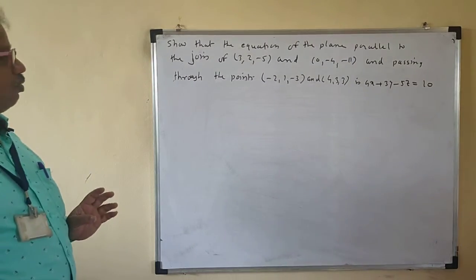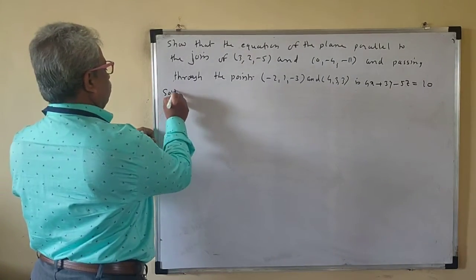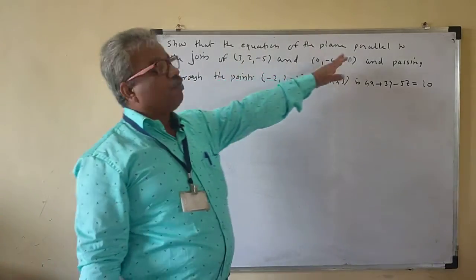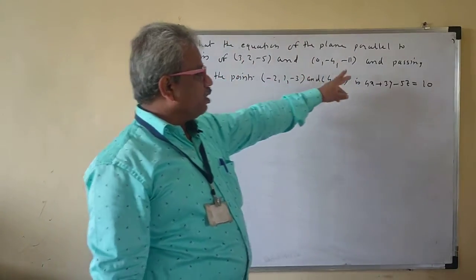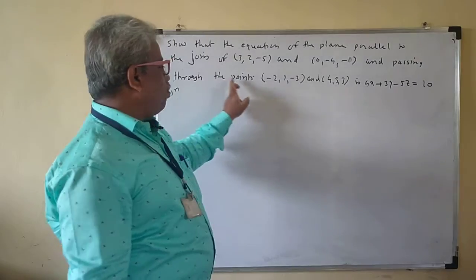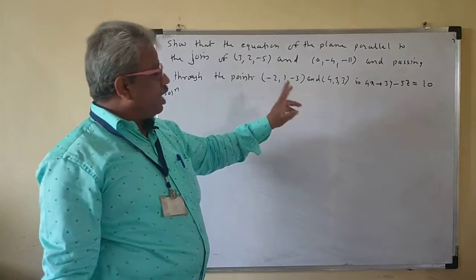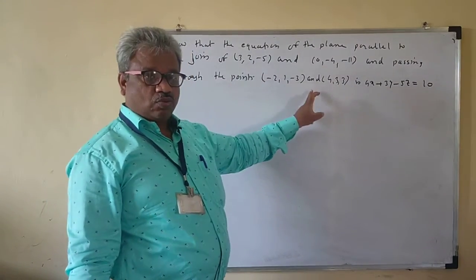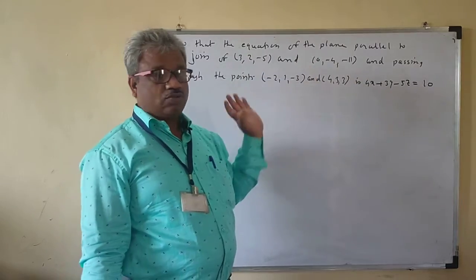This is your required equation of the plane. Okay, solution. What do you want? Find the equation of the plane passing through these 2 points and parallel to the line joining these 2 points.